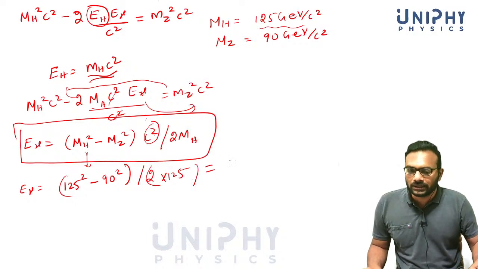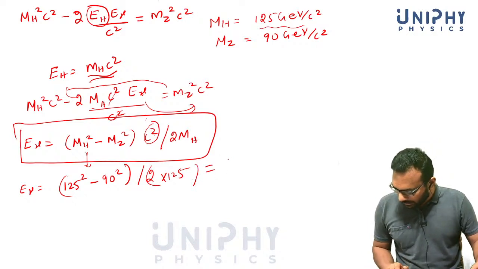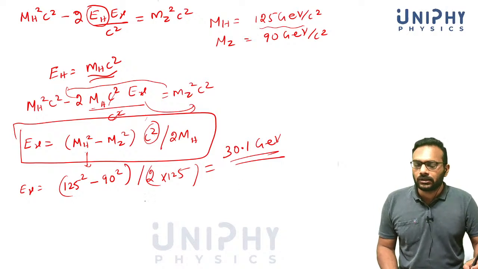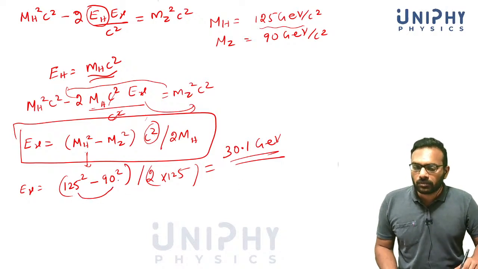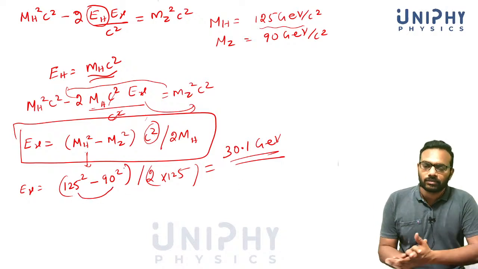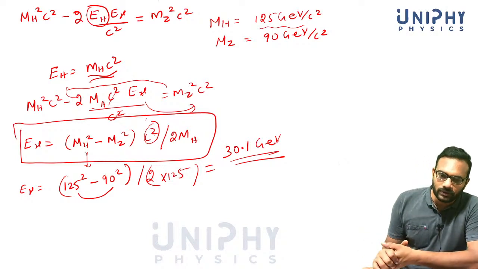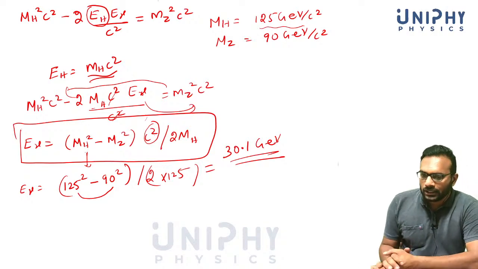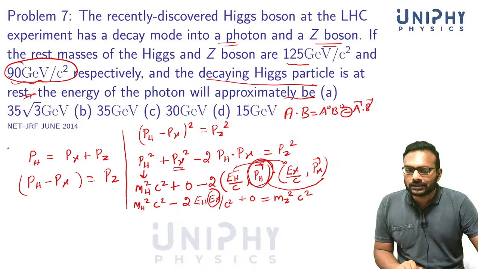You just solve this and you get the answer to be 30.1 GeV. You know how to do this numerical calculation. It's not difficult. Again, it's of the form a square minus b square. You can do it as a plus b multiplied by a minus b, and just solve it. You can do it without a calculator, and you will see that the answer is 30.1 GeV. And you see that this answer is given here.